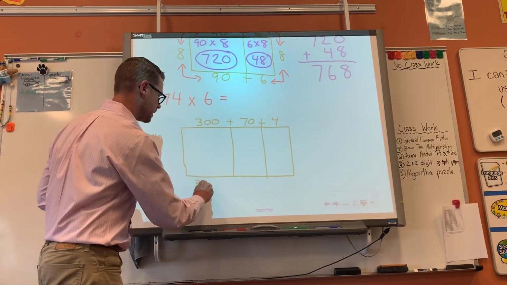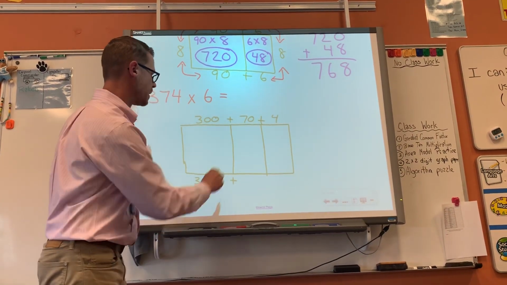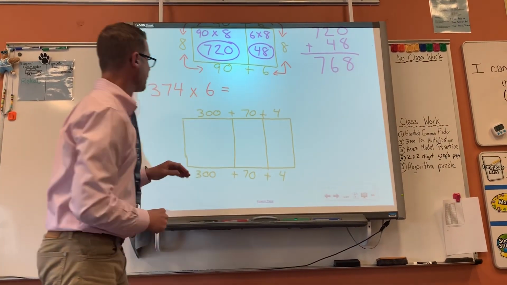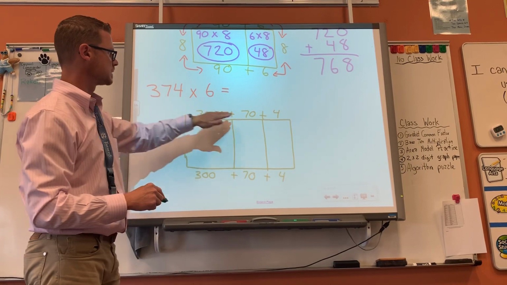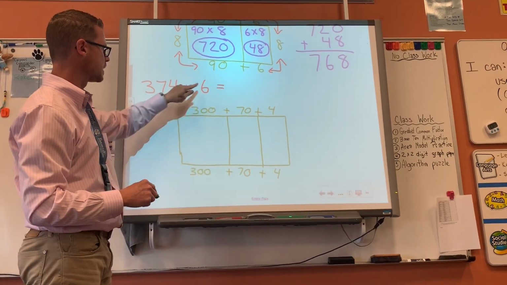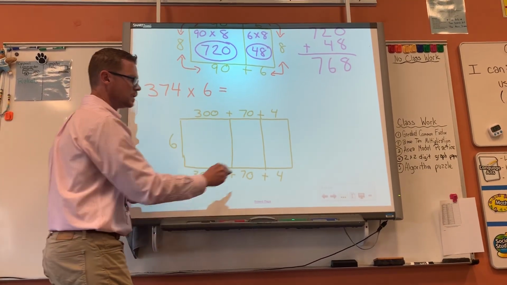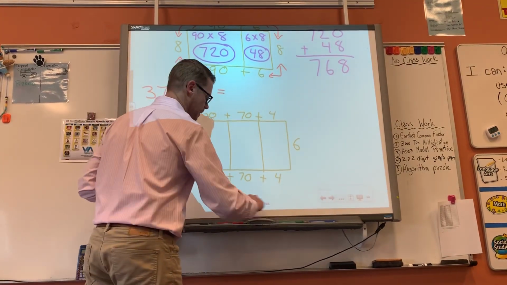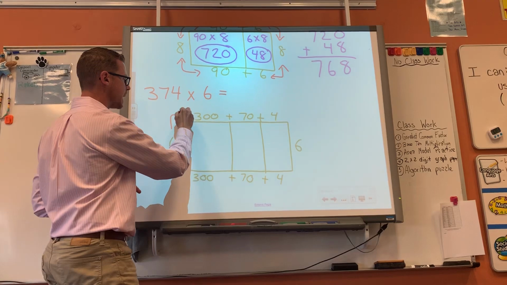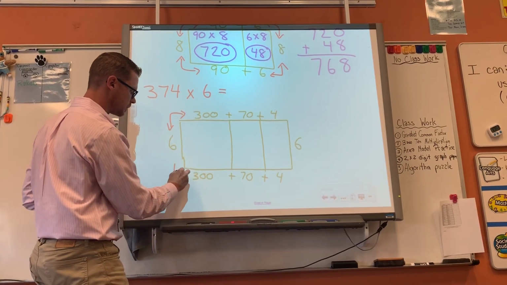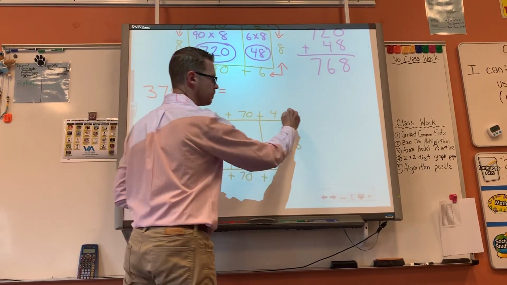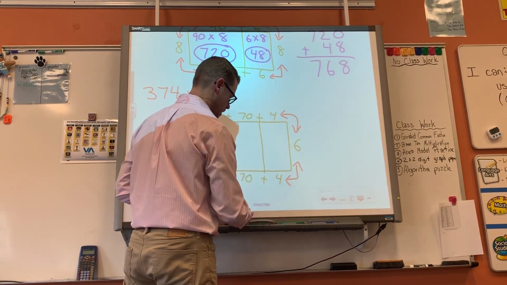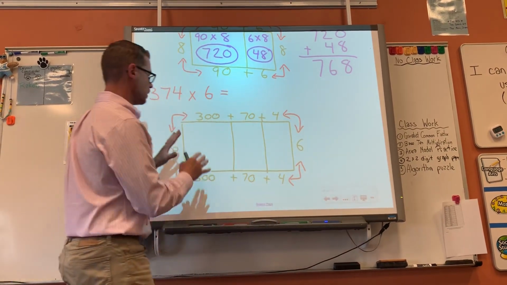And let me go ahead and label the bottom part of my model. Okay, so I have 300 plus 70 plus 4 on top and on the bottom, and on the sides I have one factor of 6, which is going to be the length of that side. Okay, so like before, we are going to use the double arrows to help us understand what we are going to multiply inside of our model. And just like before, let's go ahead and figure it out.